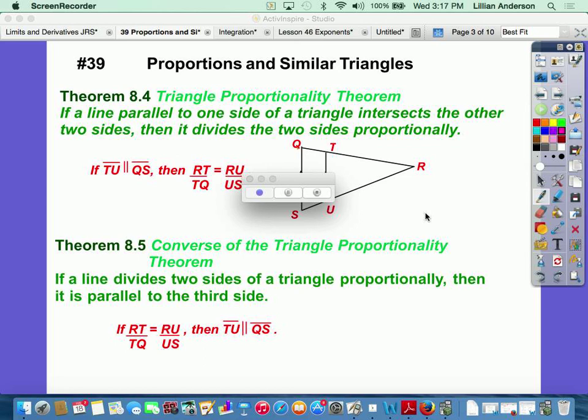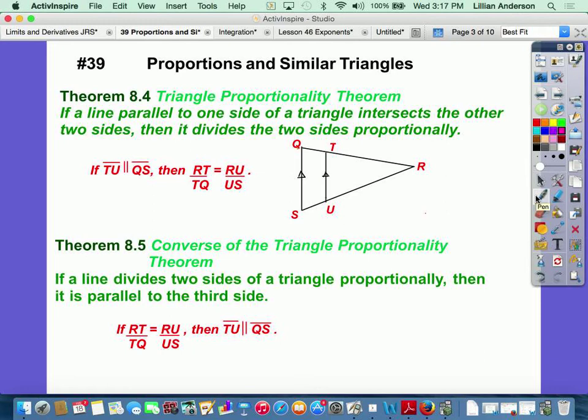Today we talked about proportions and similar triangles, and it's pretty straightforward. It's just a few theorems that you would apply to these problems. So let's go through the theorems so far.